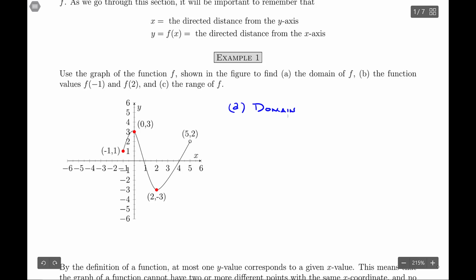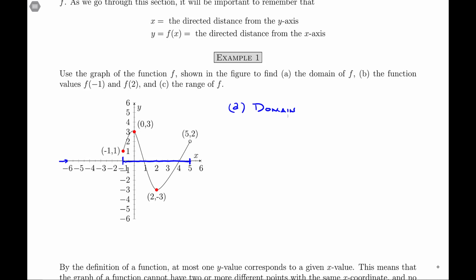The domain is the set of all x values upon which the function is defined. When we're looking at the domain values, we're only looking at the x-axis. The first point where this graph is defined is right here at -1. The graph is defined for every one of these x values all the way up till we get to 5. The graph doesn't extend beyond an x value of 5, and it doesn't extend in the negative direction beyond the x value of -1.